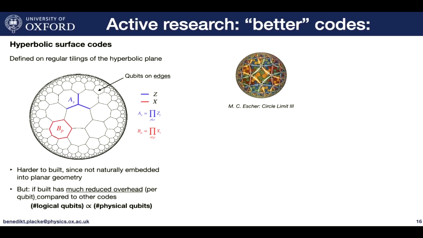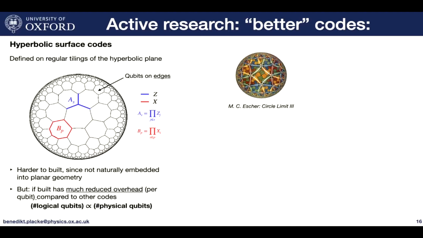And then the statement is, of course, this is harder to build. You also have to define some checks. I don't want to go into so much detail on this, but again, they are local, and there's some description based on the graph. They are harder to build because they're not naturally embedded. It gets very crowded if you go to the edges of this plot. But if it is built, it has a much reduced overhead.